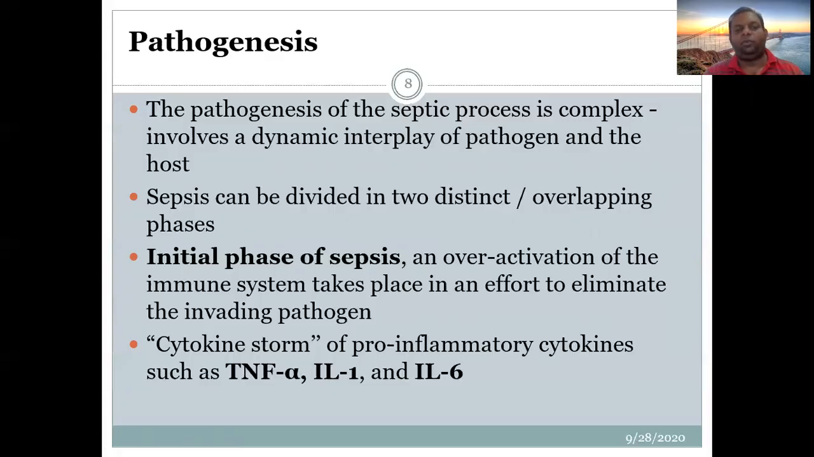So once it goes into shock, it's ultimately a micro and macrovascular collapse. The pathogenesis of sepsis is very complex. It involves a dynamic interplay of pathogen and the host. There is also genetic vulnerability, as explained.